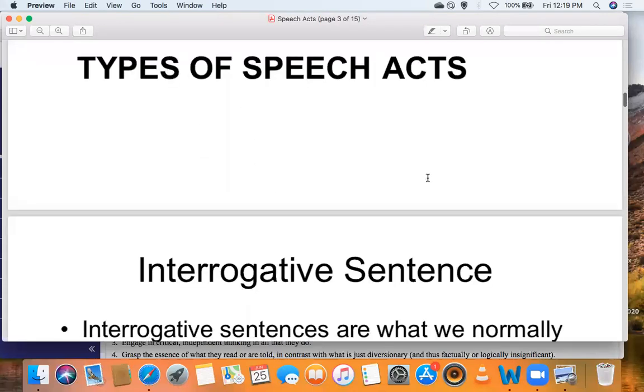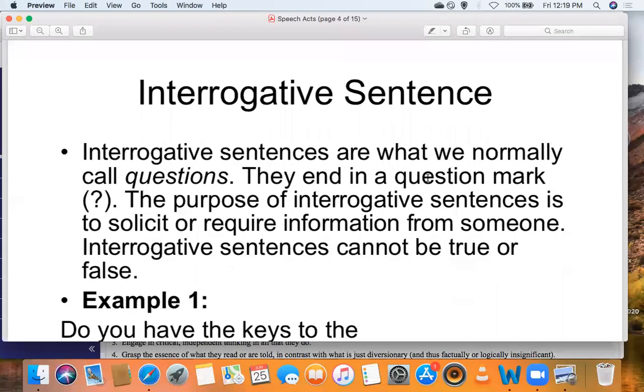So, types of speech acts. First, we'll begin with interrogative sentences. Interrogative sentences are what we normally call questions. They end in a question mark. The purpose of interrogative sentences is to solicit or require information from someone. So, interrogative sentences are spoken to solicit or require information.